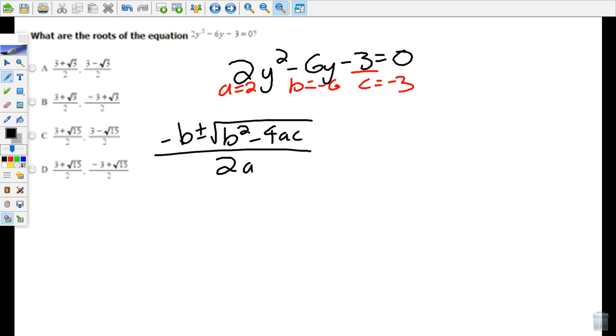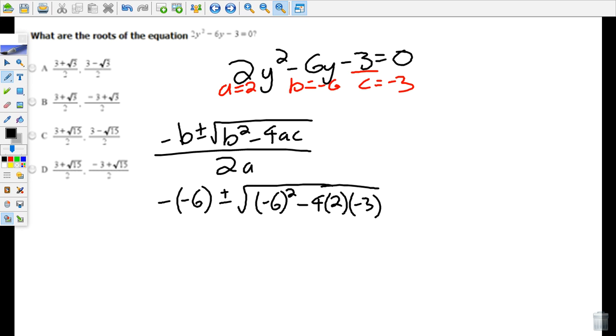So let's plug them in. We'll have negative b, but b is negative 6, so we do have that double negative going on, which I will make a positive 6 in a minute. Well, let's continue filling this in. b squared, that's a negative 6 squared, minus 4 times a, which is 2, times c, which is negative 3. All divided by 2a, which is going to be 2 times 2.